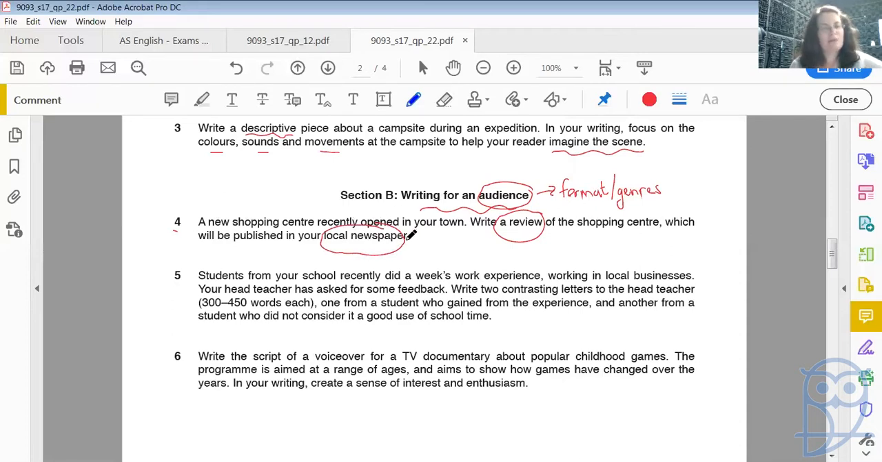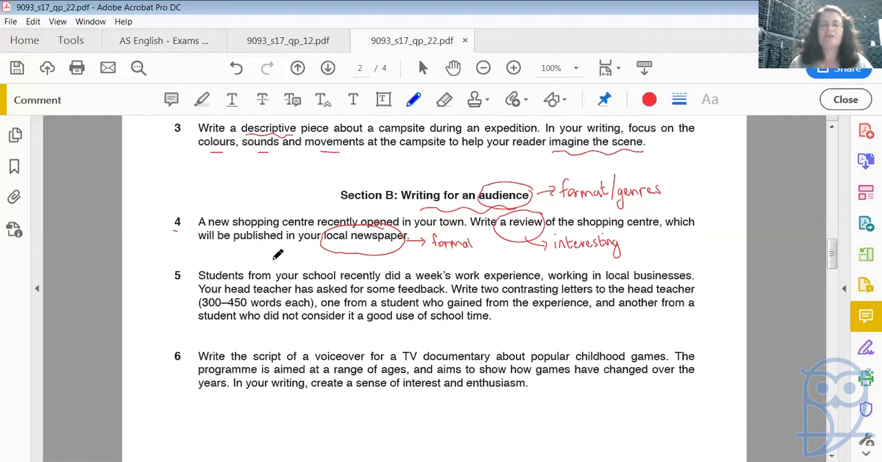And because it's a newspaper and it's going to be for public consumption, you have got to make it formal. Okay, formal, but because it's a review, it's also got to be interesting and possibly enticing if it's a good review. Okay.